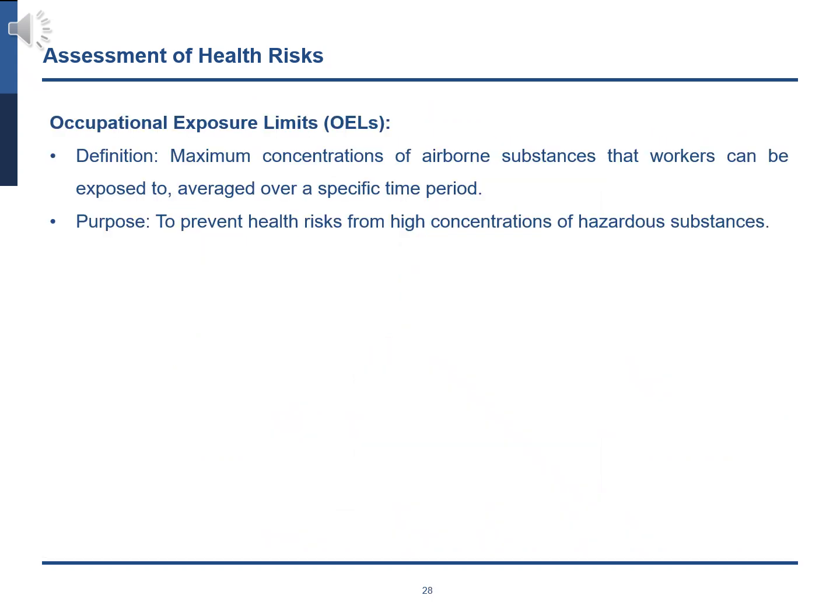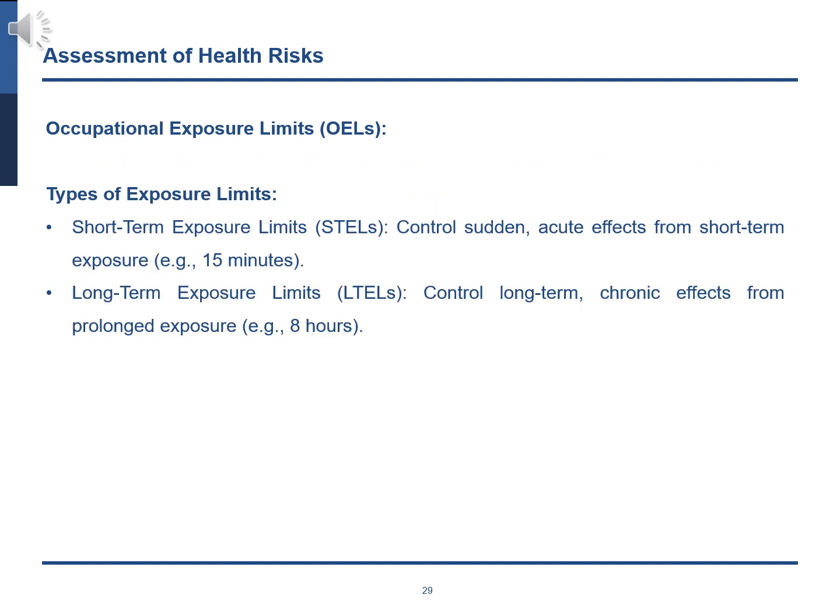Occupational exposure limits, OELs. Definition: maximum concentrations of airborne substances that workers can be exposed to, averaged over a specific time period. Purpose: to prevent health risks from high concentrations of hazardous substances. Types of exposure limits. Short-term exposure limits, STELs, control sudden, acute effects from short-term exposure, e.g., 15 minutes. Long-term exposure limits, LTELs, control long-term, chronic effects from prolonged exposure, e.g., 8 hours.